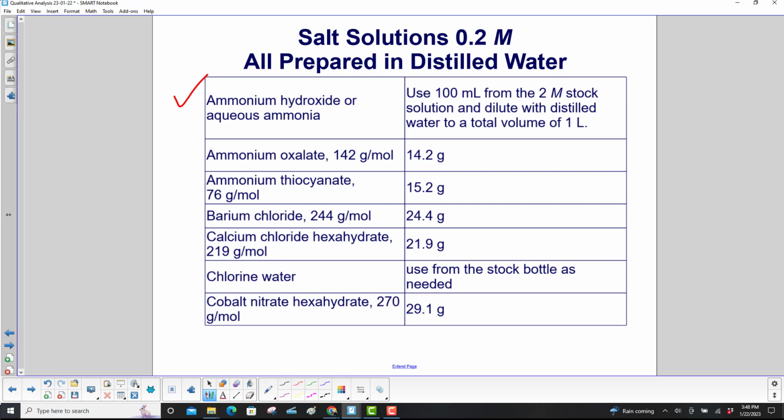Use 100 milliliters from the 2 molar stock solution and dilute with distilled water to a total volume of 1 liter. Ammonium oxalate, 142 grams per mole. 14.2 grams used. Ammonium thiocyanate, 76 grams per mole. Use 15.2 grams. Barium chloride, 244 grams per mole. Use 24.4 grams. Calcium chloride hexahydrate, 219 grams per mole.